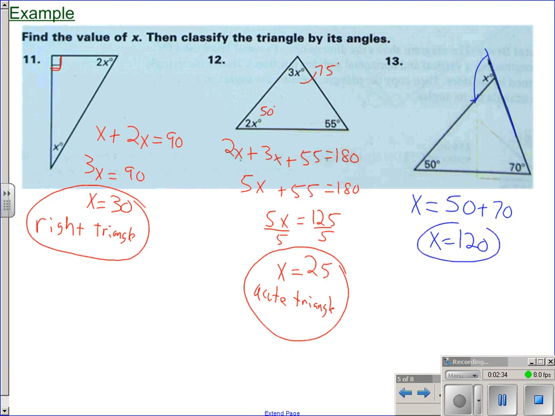Now, what kind of triangle is this? We have one part of our answer. If x is 120, that makes this interior angle 60 degrees. And again, all three angles are acute, so this is another acute triangle.